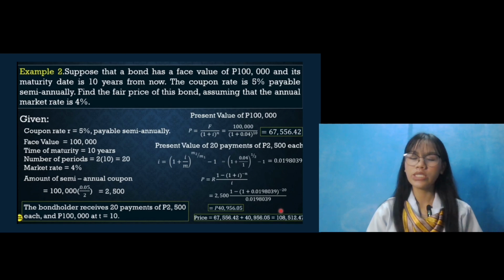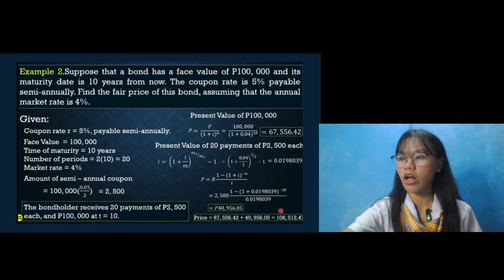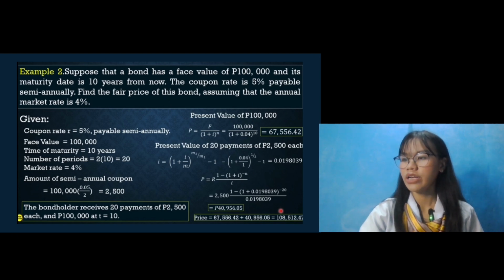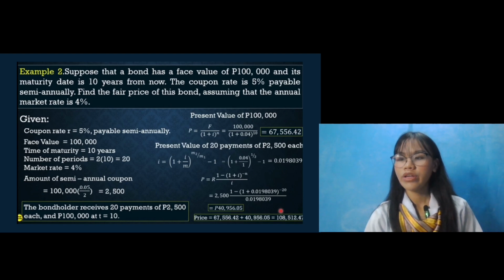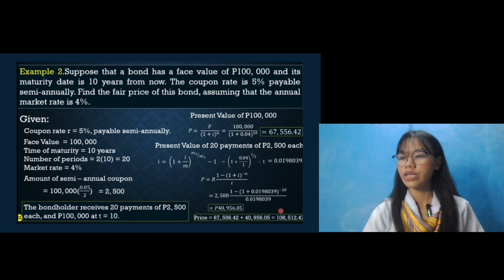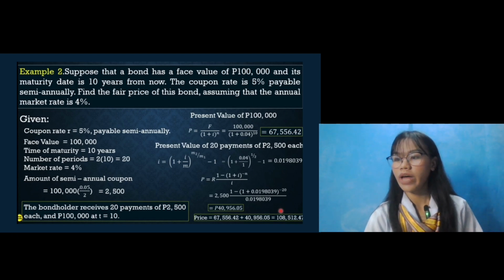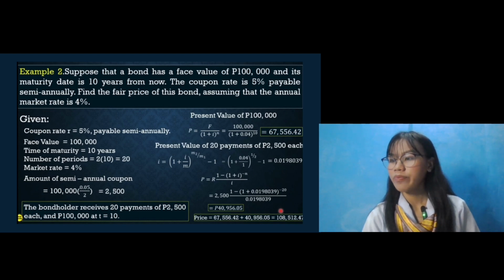So now let's solve for the present value of the 100,000. In order to do that, we need to substitute all of the given in our formula for the present value. So the formula for this is P is equal to F all over 1 plus i, or we can say that this is j, okay?